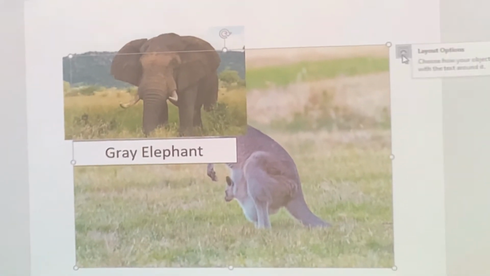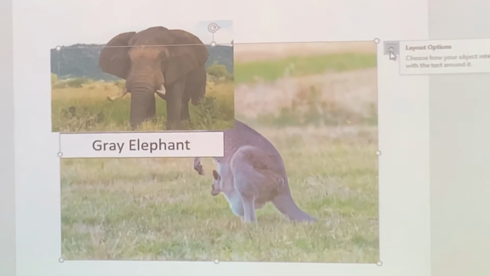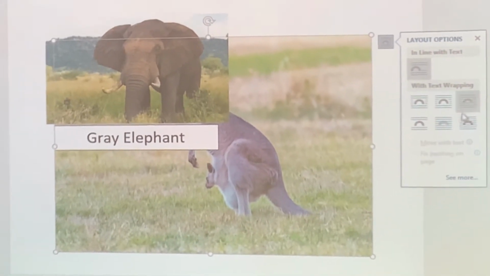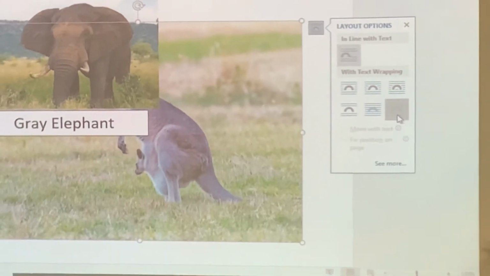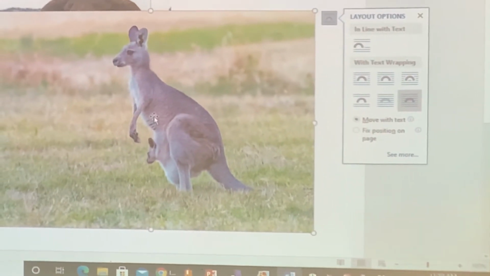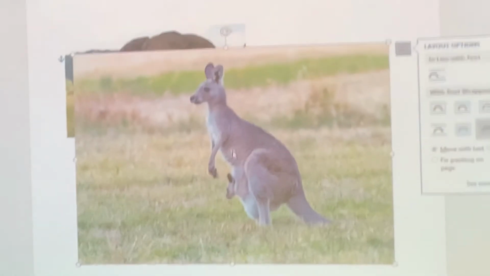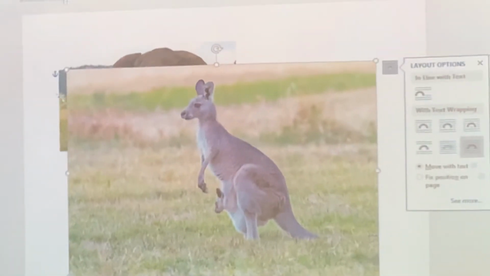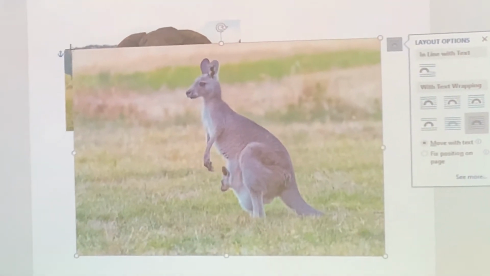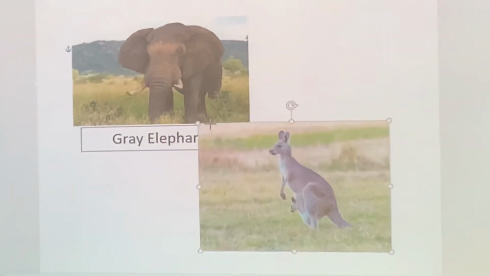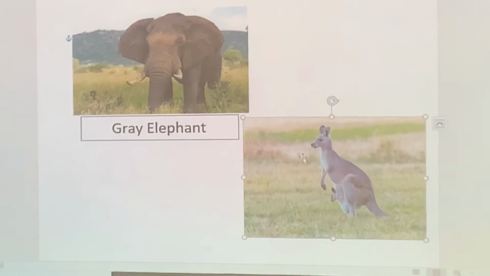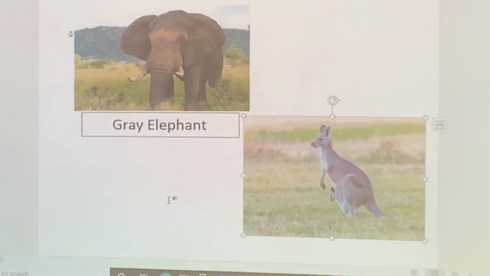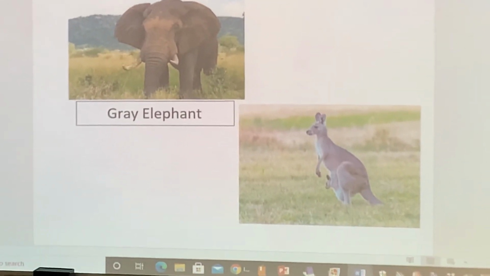So if we come over here to this little box that says Layout Options, and I come all the way down to the bottom and it says In Front of Text, and click that. Oh, now the kangaroo is in front of the elephant. Thank goodness he's off her head. Then I can use these to shrink it down a little bit. And now I've got the elephant and the kangaroo, looks like a red kangaroo, on the same page.